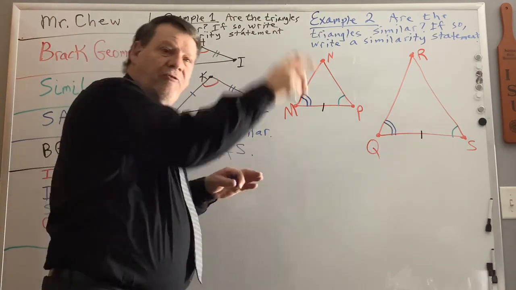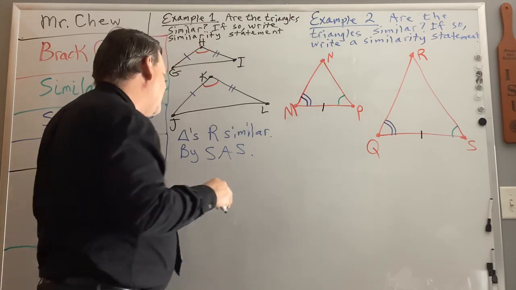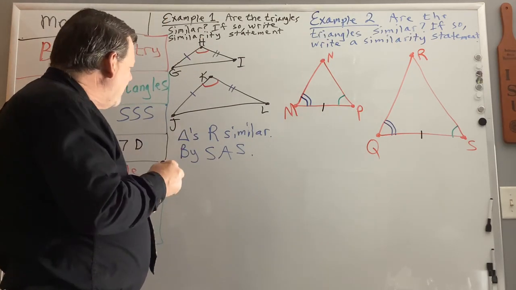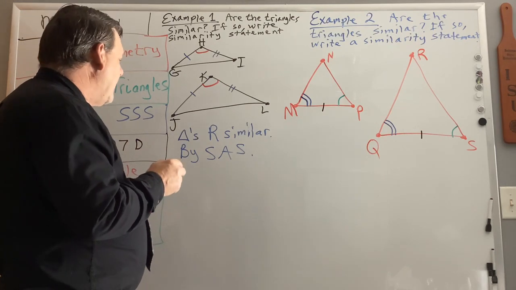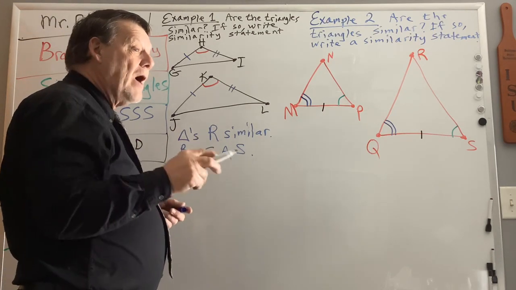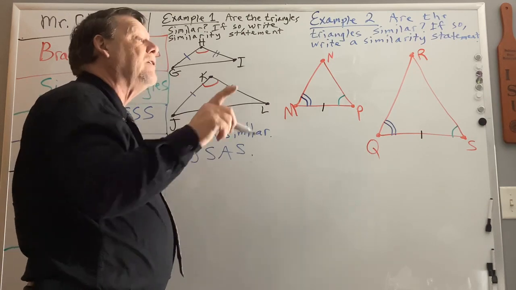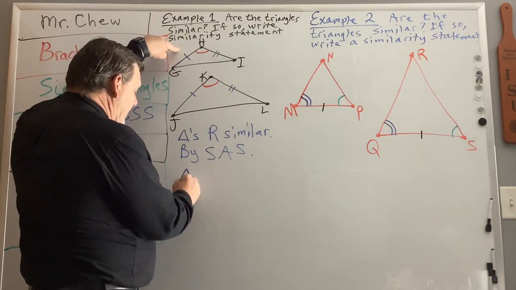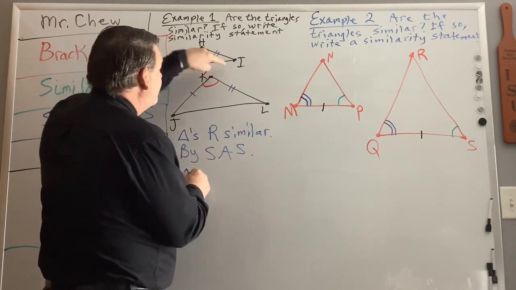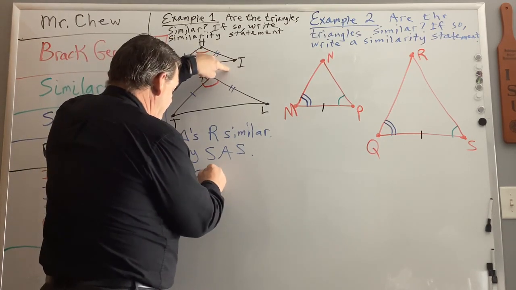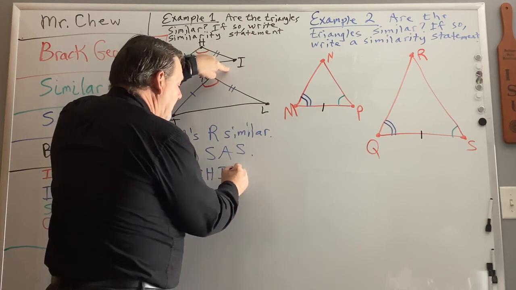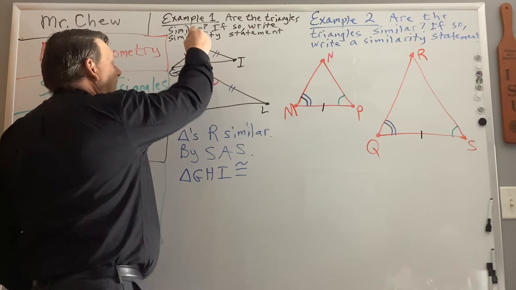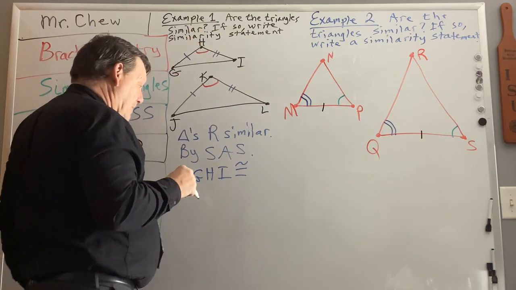Sometimes the triangles will be flipped and they won't be oriented the same. In this case, they are. So I can write a congruent statement now. Before I do that, I need to make sure that I line up what is important after I write the first triangle. If I start up here, I'm just going to write triangle GHI. Then I write congruent to, and I know that the H and the K have to be together.